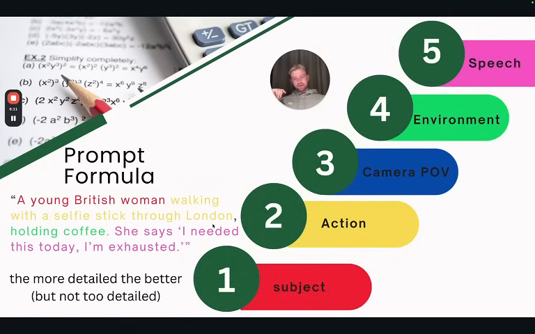Number two would be action. So obviously the subject, young British woman, walking with a selfie stick through London. Now number three, camera POV. This kind of just insinuates that the video is being shot through a selfie stick, so I didn't really bother putting that in. But you could put from the view of the phone on the selfie stick. That would be the camera POV, right? That should be in blue. Don't know why I missed that out, whatever.